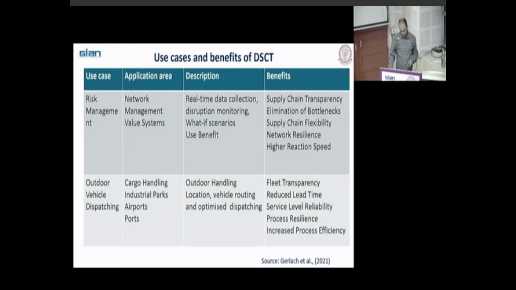Outdoor vehicle dispatching, again, fleet transparency. Suppose you want to know how much stock or how much load is in your vehicle, you can do that as well. With the help of all these IoT devices, you can find out what is the utilization of your fleet, and you can maximize the utilization. That's fleet transparency. Service reliability, again.